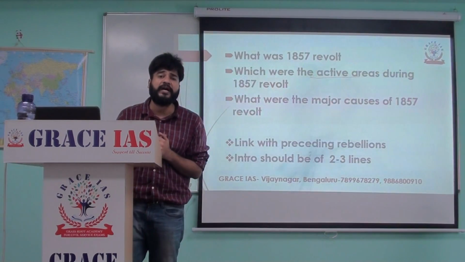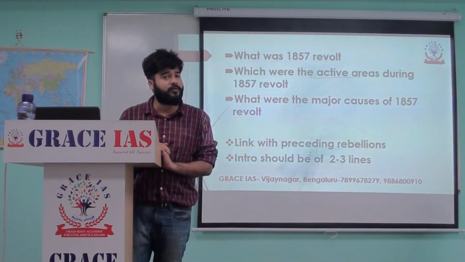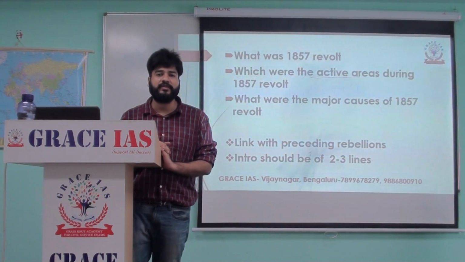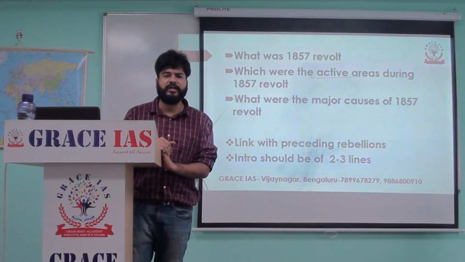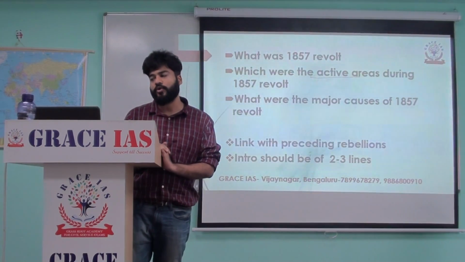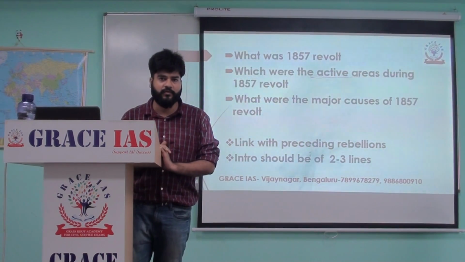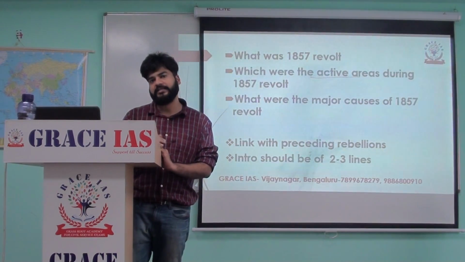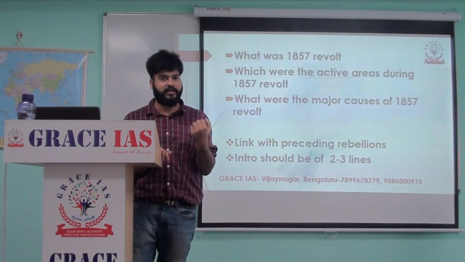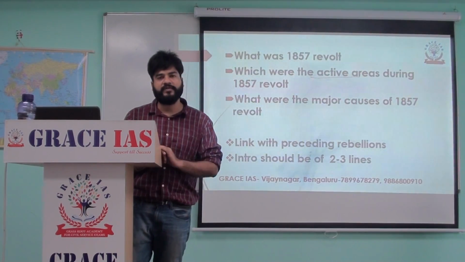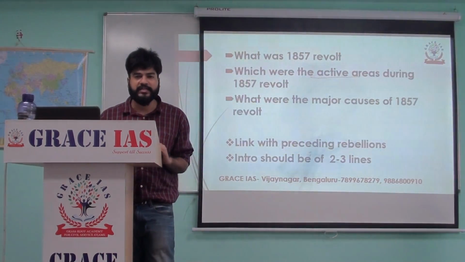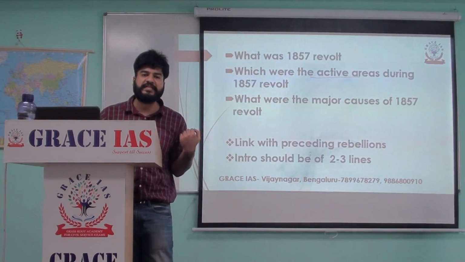In the introduction, you could answer any of these three questions. So you could answer what was the 1857 revolt, you could say which were the active areas during the 1857 revolt. So basically the 1857 revolt was active in the central and the northern part of India. Or you could answer what were the major causes of the 1857 revolt. I have chosen the third way of writing the introduction because it directly addresses the question: the pre-1857 revolts ultimately culminated into the 1857 revolt, and it culminated because the causes were the same. So in addition to answering this part in the introduction, you have to link it with the preceding rebellions.